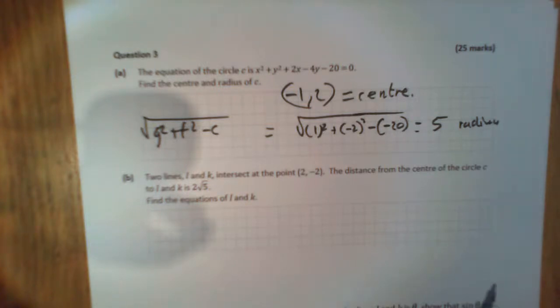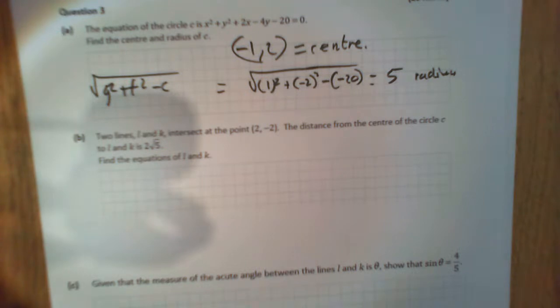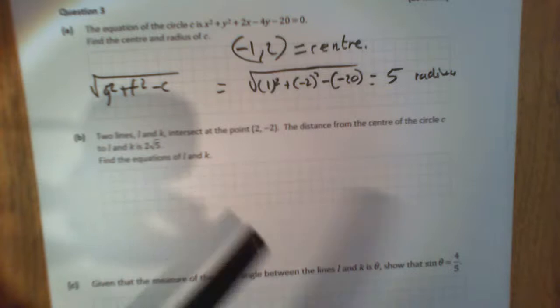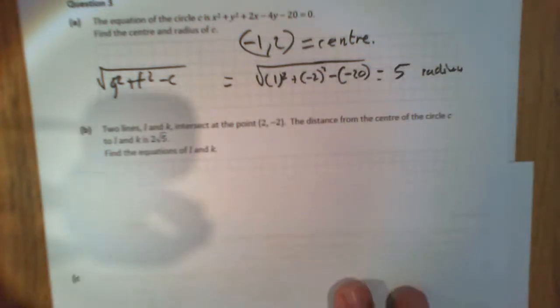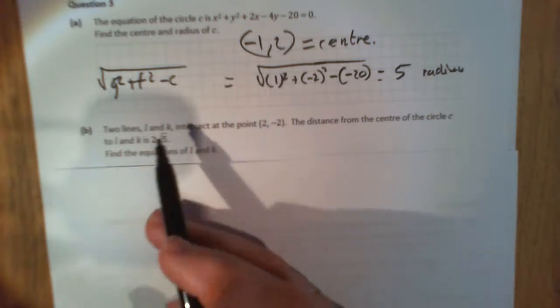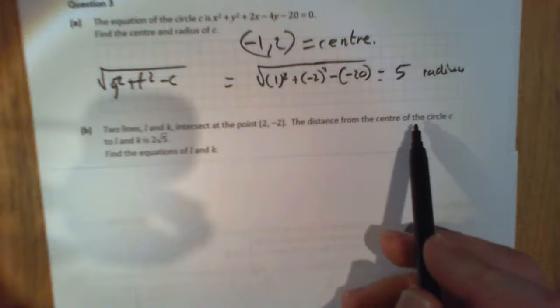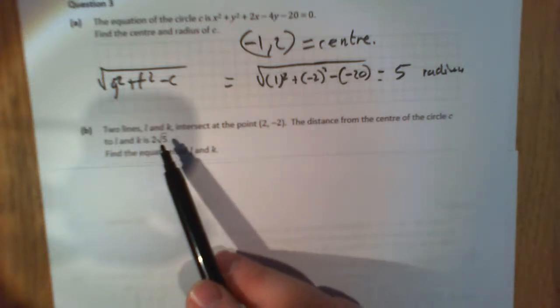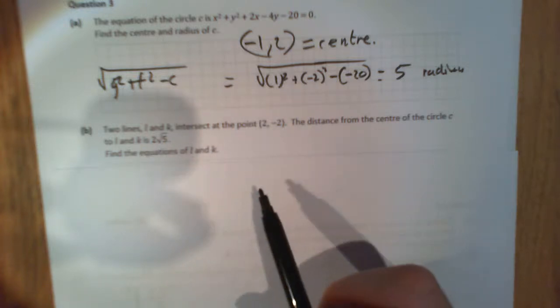Now, two lines L and K intersect at the point 2, minus 2, and the distance from the center of the circle C to L and K is this. Ooh. So I'm just going to cover the rest of that because we need a bit more space on this one. So two lines L and K intersect at a point 2 and minus 2. The distance from the center of the circle C to L and K is 2 root 5. Find the equations of L and K.